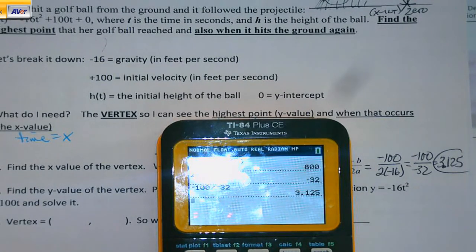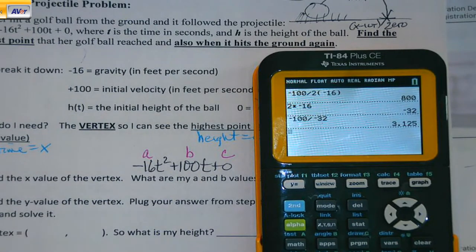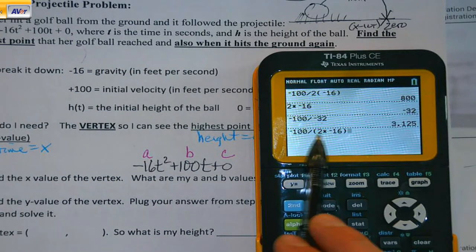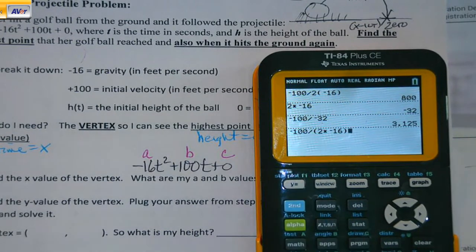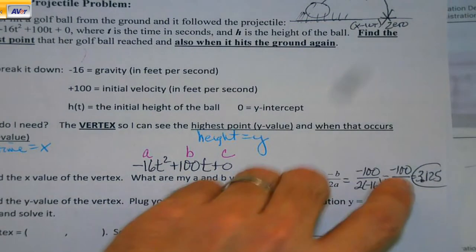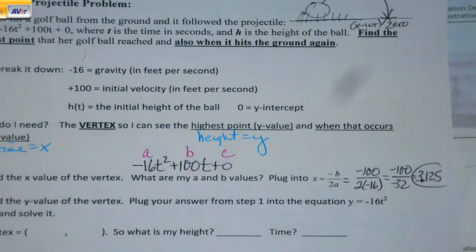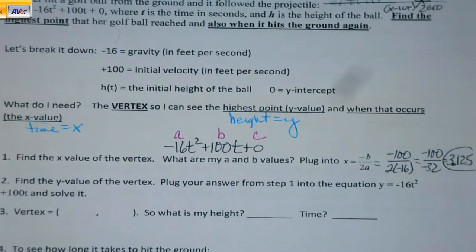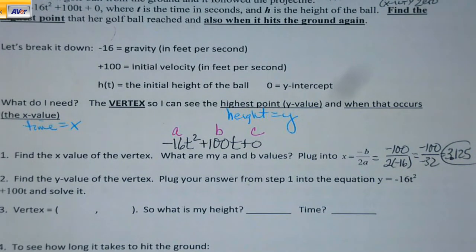Now, is there a way I could do it in the calculator all at once? There is, but it would take putting parentheses around what I'm doing in the denominator. So I tell the calculator, I want you to multiply these first, then do the division. I can still get there, but I would suggest doing it in pieces, just so we avoid that problem. Okay, so that's the x value of the vertex.